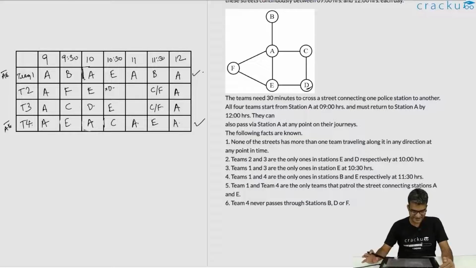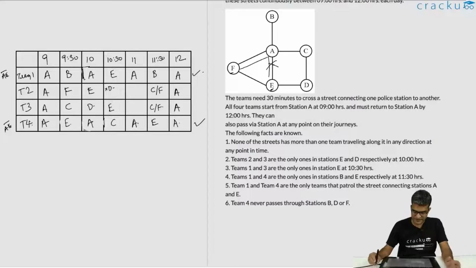We have to figure out for team 3 and team 2. Team 3, we know where team 3 is at 9, 9:30, 10 and 10:30. At 10:30 a.m. it is at E. And at 11:30 a.m. it is either at C or at F. Now, is it possible for somebody to go from E to F with one stop in the middle? The only possibility is that if they go from E to A and from A to F. But you notice that team 3 does not go through A. So this doesn't exist. For somebody from team 3 to go from E to F in one stop in the middle is not possible.